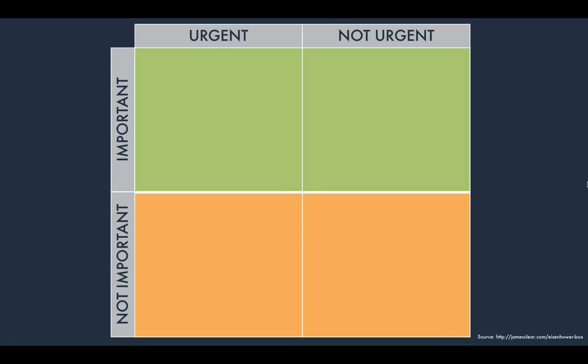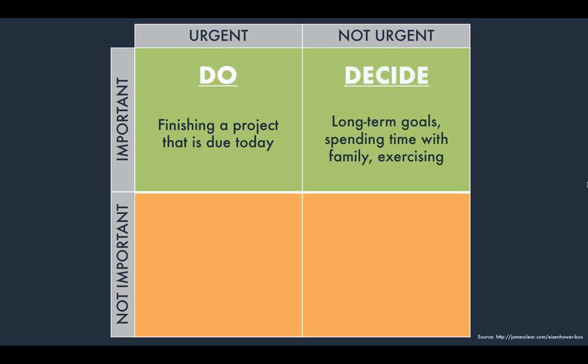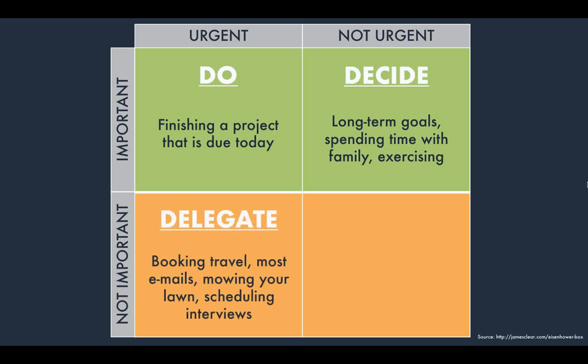As an example, what are some things that are urgent and also important? These would be things that you should do, like finishing a project that is due today. For instance, doing this webinar: it's urgent, it's important, I've got to do it. Things that are not urgent but are important are things that you should decide, things that you should prioritize but maybe schedule out. So long-term goals, spending time with family, going on a vacation, exercising, things that are definitely important but not urgent.